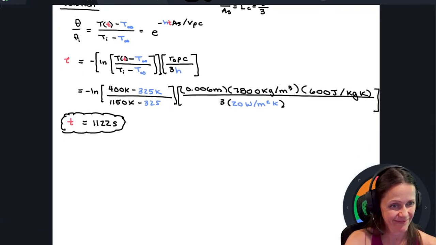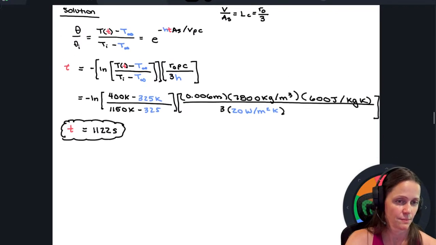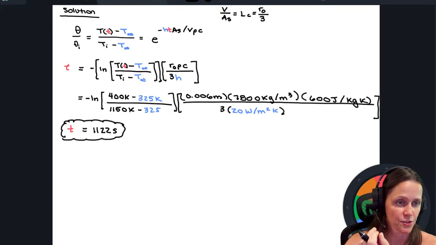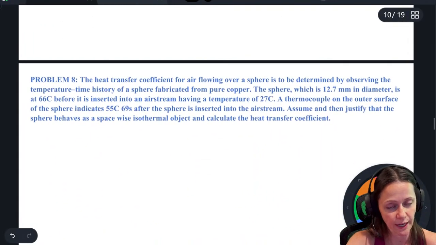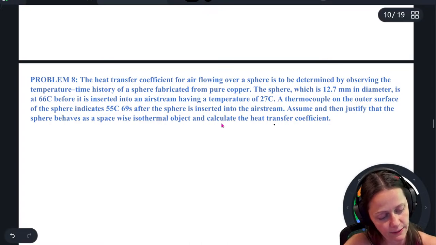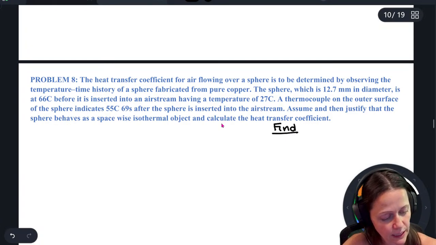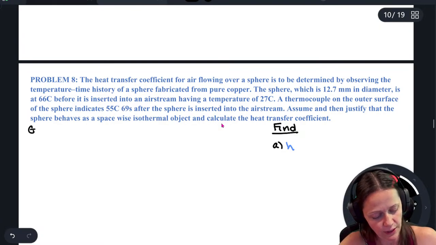So problem 8. We've got a heat transfer coefficient for air flowing over a sphere that is to be determined. So for this next problem, we don't know what h is, and that's something we're going to need to find. And we have another sphere. Good times.